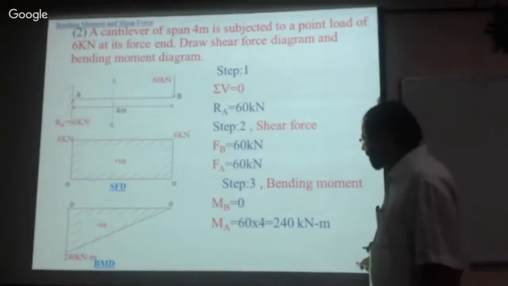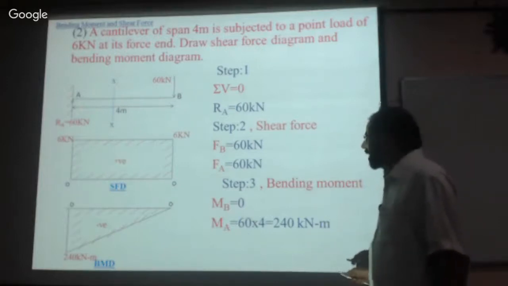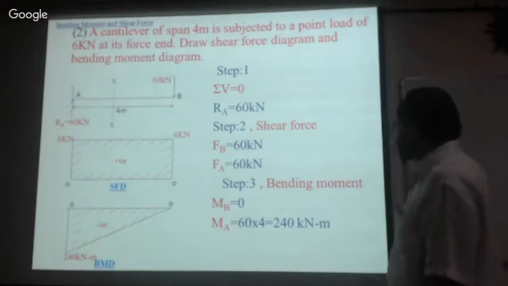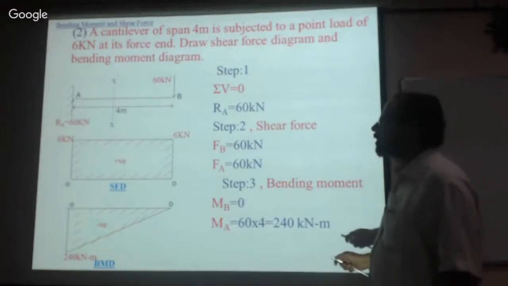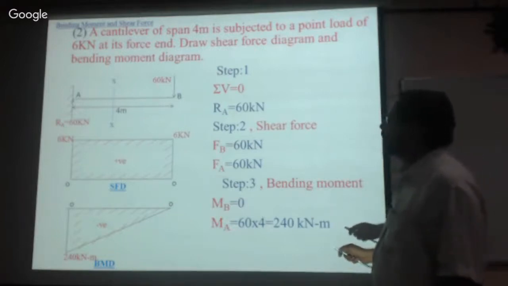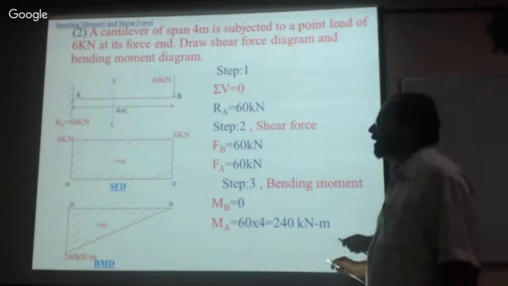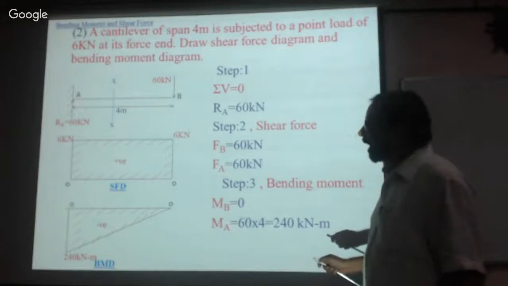Bending moment at A is equal to 60 multiplied by distance, isn't it? Therefore, bending moment at A is equal to 60 multiplied by 4, which is equal to 240 kNm. Already I told you that this beam bends downward. When it bends downward, we take it as hogging bending moment. The hogging bending moment is negative.